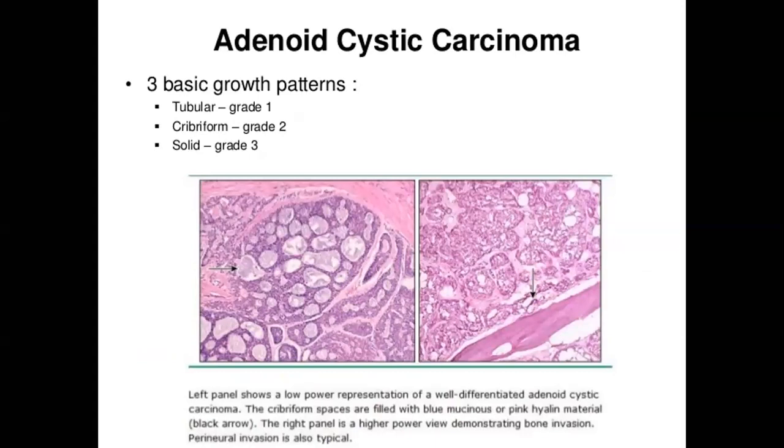These are the histological features, showing a low power view of well differentiated adenoid cystic carcinoma. The cribriform pattern is based on blue mucinous or pink hyaline material, and it has a higher probability of involving bone in the regions. They also have perineural lesions.